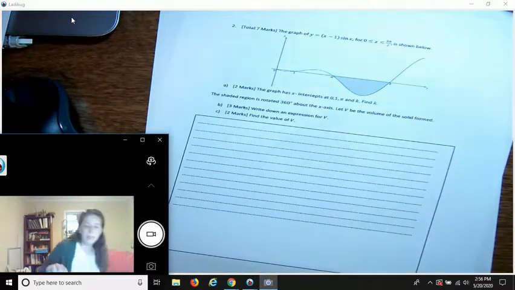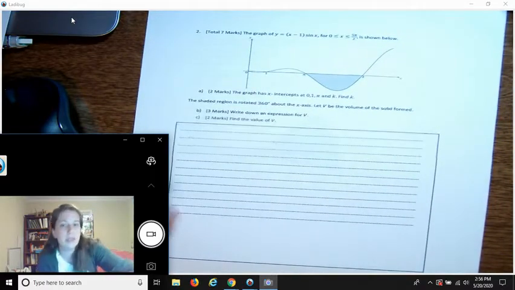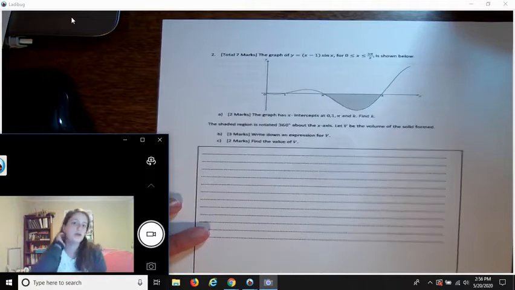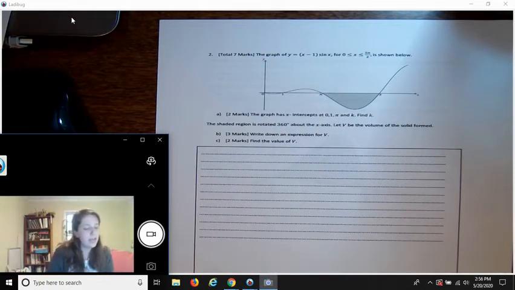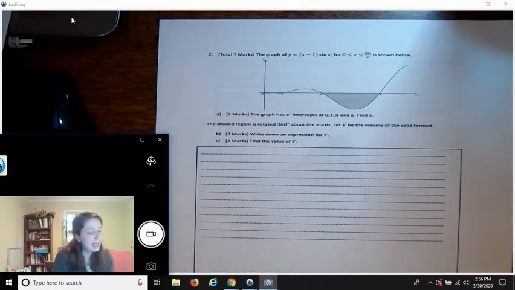All right, so then it says the graph of y equals x minus 1 sine x. Let me get this out of the way because it makes it super hard to see. So the graph of y for the domain 0 to 5 pi over 2 is shown below. Part A says the graph has x-intercepts at 0, 1, pi, and k. Find k.